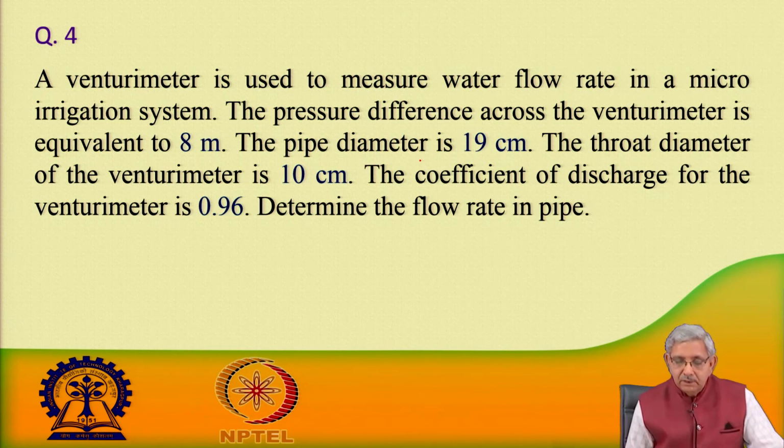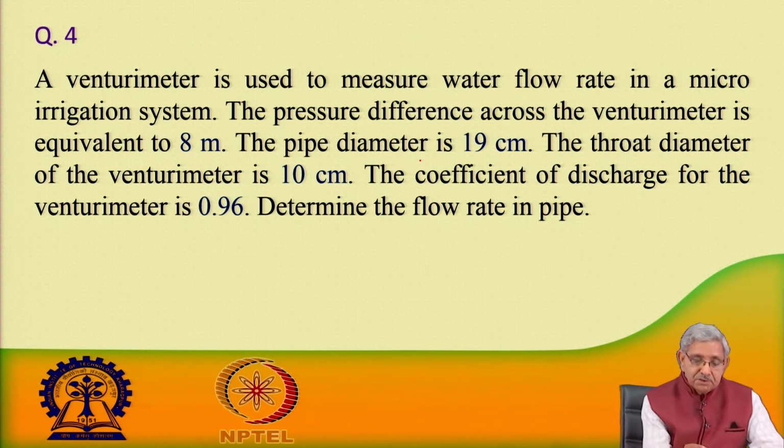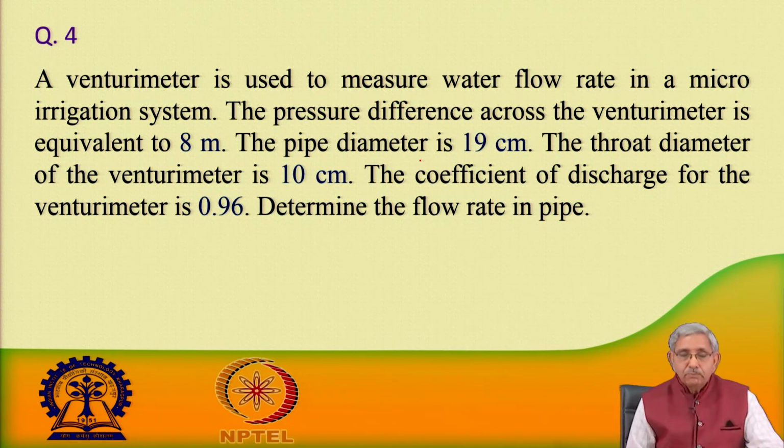Question 4 is relevant to measurement of irrigation water. A venturimeter is used to measure water flow rate in a micro irrigation system. Now, the pressure difference across the venturimeter: there are two manometers connected, one at the inlet end, that is the converging section, and one at the throat section.